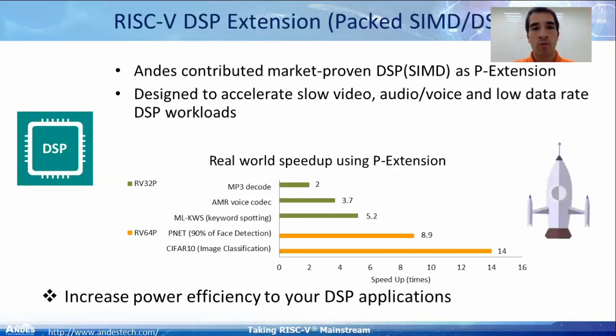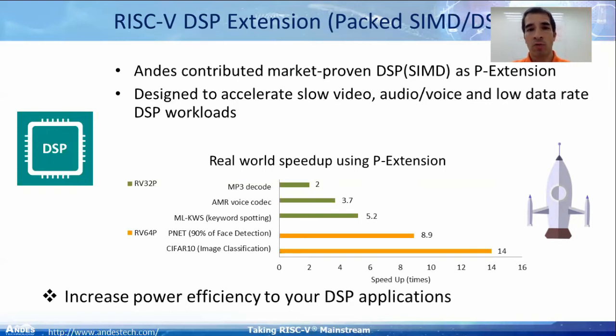Something more Andes has provided, that is the DSP extension. Actually, that is to accelerate slow video, audio, voice, and low data workloads. For example, unlocking a door frame or unlocking your mobile phone by looking in the camera. That has slow data rates like 3-5 frames per second, or making an audio codec or keyword spotting where you are always listening for the keyword like, hey, device, wake up. That needs low data rates, and third is SIMD instruction really can save power.